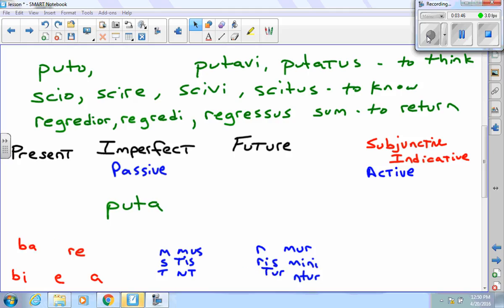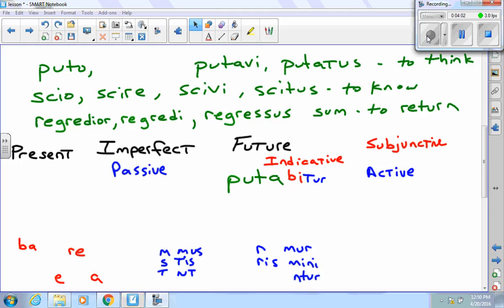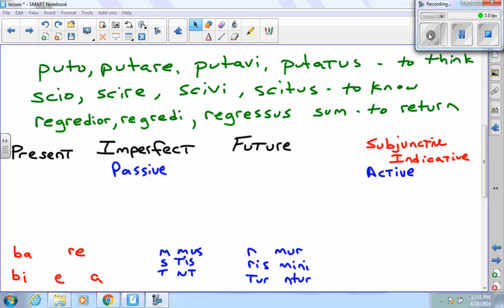If I want the future, I move it over here. I decide whether or not it needs a bi or it needs an e. In this case, I know it needs a bi, and then add my passive. So that's the passive voice of the present system. All of these so far have been indicative.